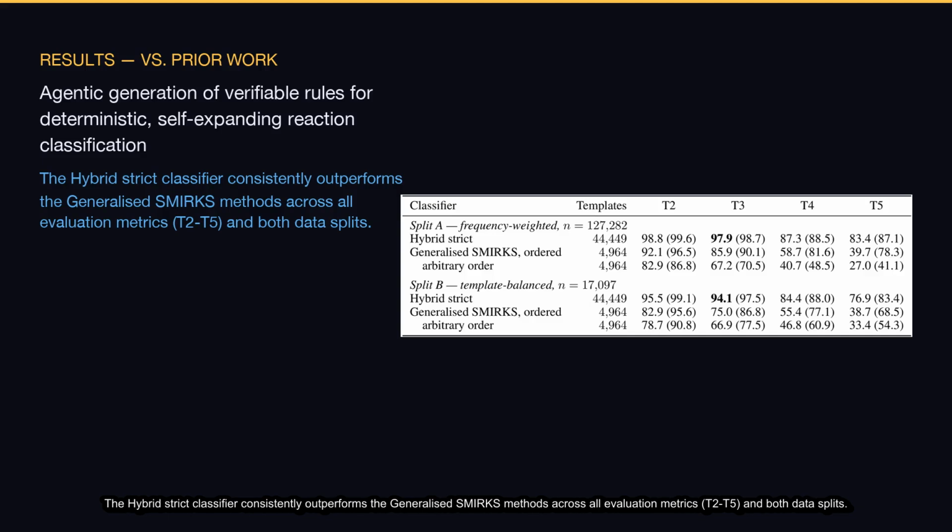The hybrid strict classifier consistently outperforms the generalized SMERCS methods across all evaluation metrics, T2, T5, and both data splits. For example, on the frequency-weighted split, hybrid strict achieves 97.9% on T3, which is substantially higher than the 85.9% obtained by the ordered generalized SMERCS.